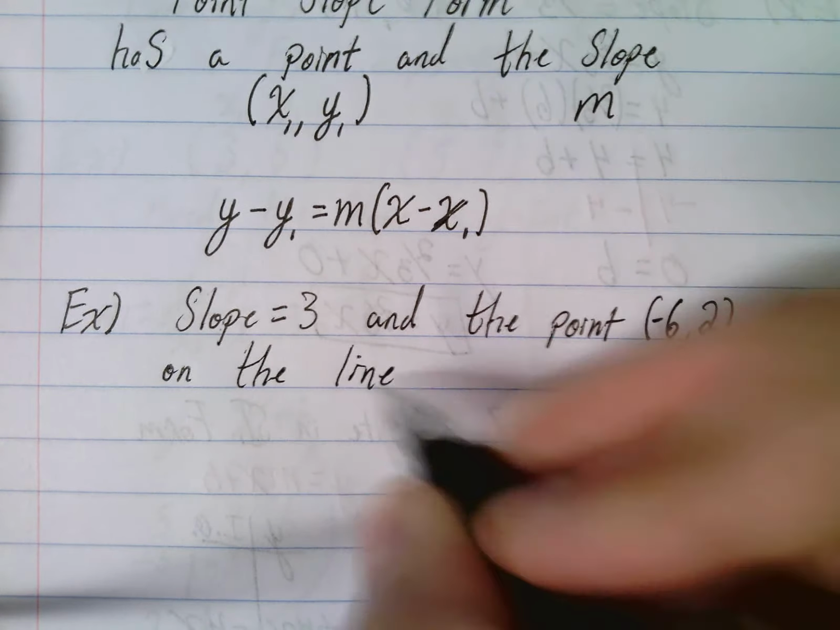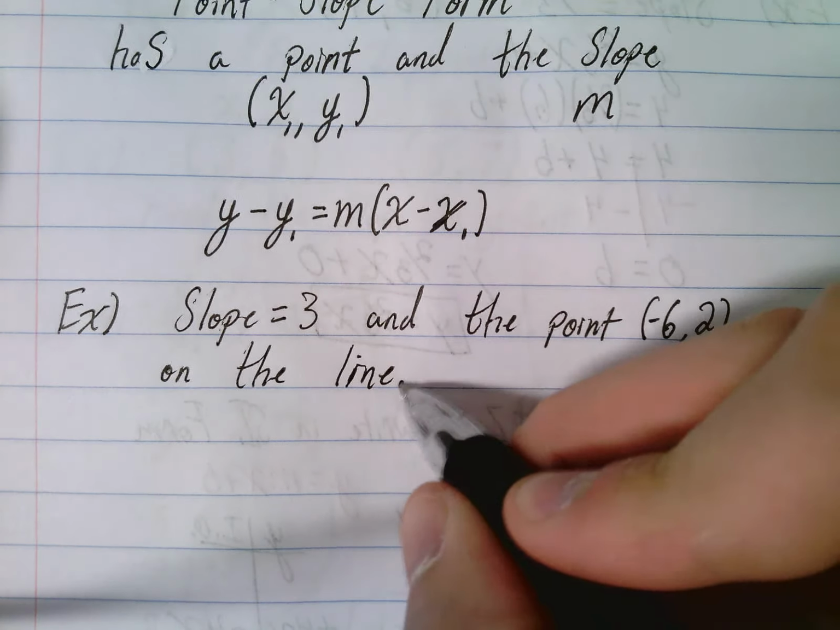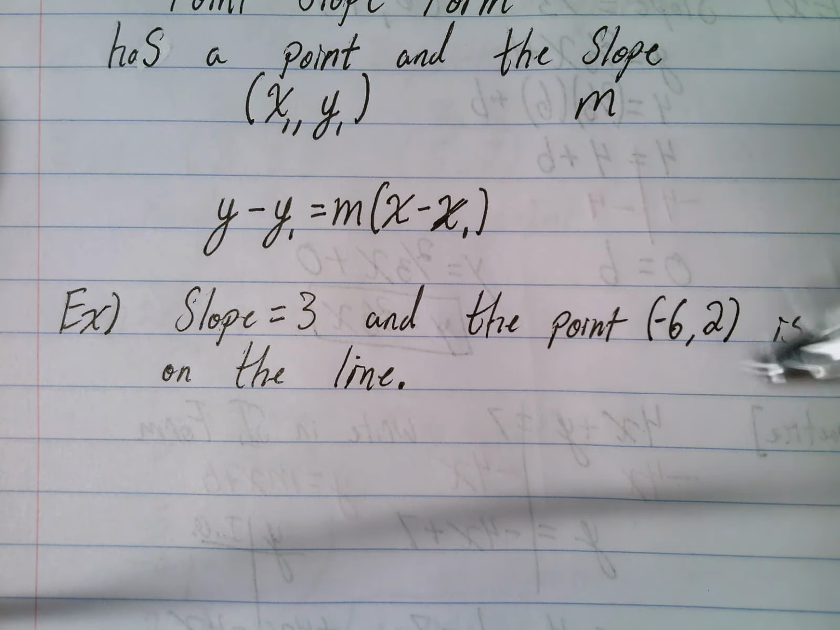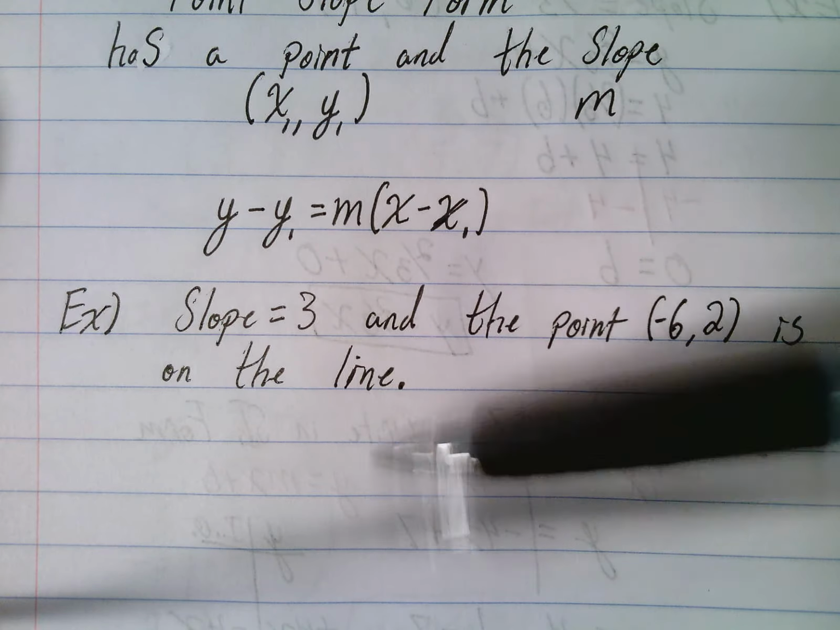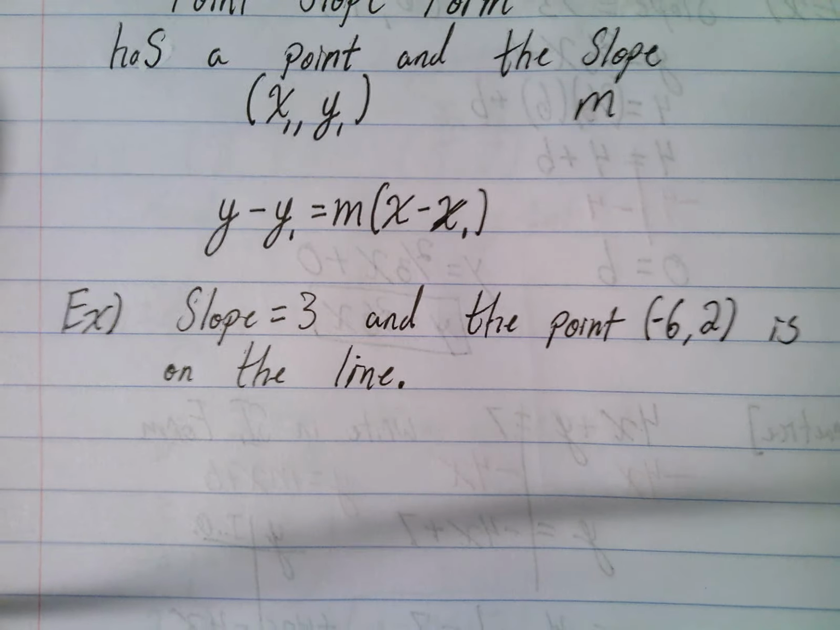Now this again is some terminology that we haven't really talked about. If a point is on the line, what do you think that means? Okay, that's a good guess that it'd be on the axes. But all we're saying for this is that this line, the equation that we're going to write, goes through this point. Okay, so -6, 2 will be on the line when we graph it, if we were to graph it.